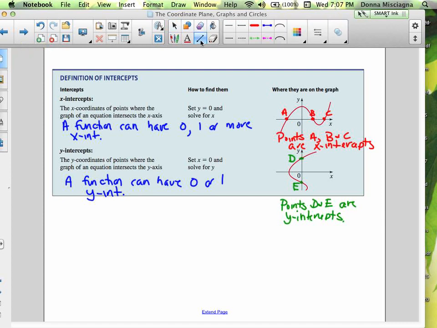So this is not a function because if I draw a line, look, I'm intersecting the graph twice. So that's not a function. But that's okay. Nobody said it had to be a function. Matter of fact, we're going to graph today some non-functions. Those non-functions are circles. Circles are not functions because they do not pass the vertical line test.